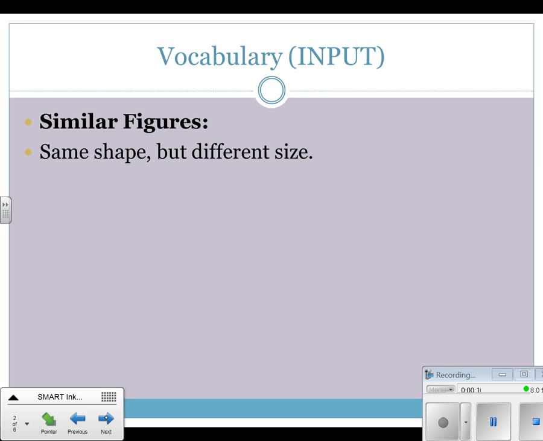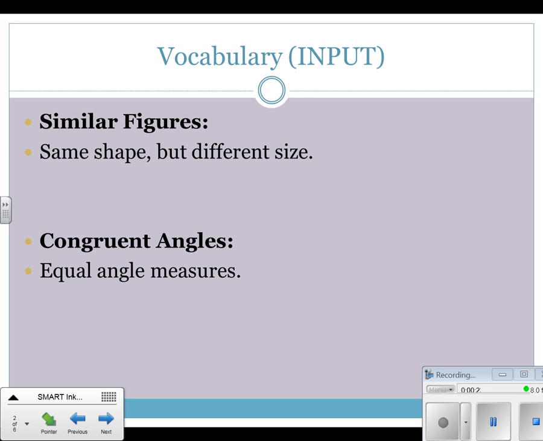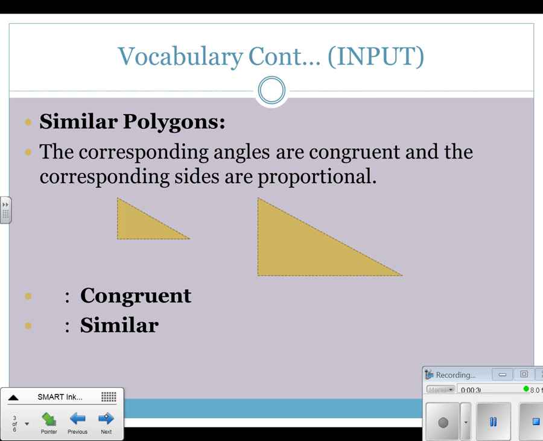Similar figures are the same shape but different in size. Congruent angles are equal angle measures. So equal is the same as congruent. They are the same. They're identical. Similar polygons are when the corresponding angles are congruent and the corresponding sides are proportional.